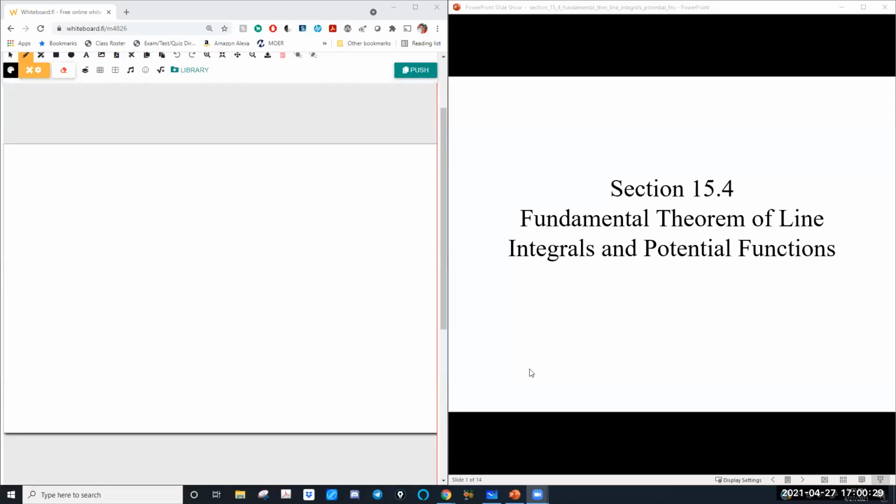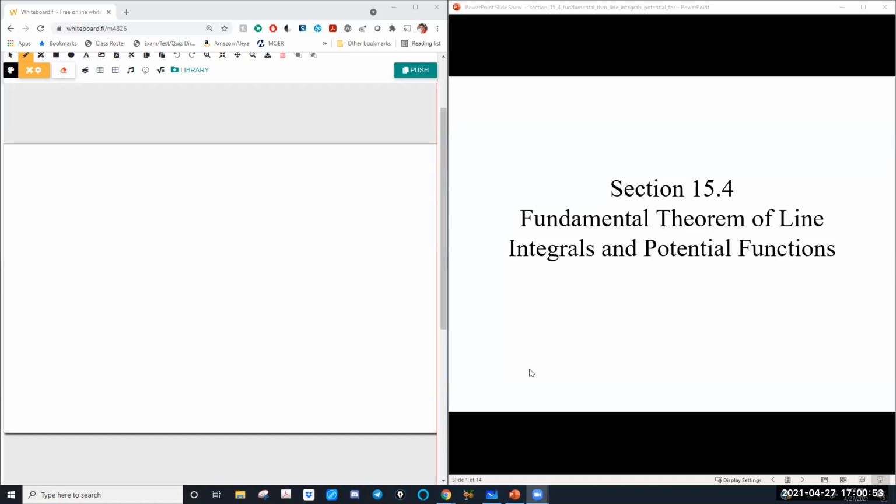But we are going to go ahead and get started. So let's talk about where we are. Last week we got introduced to vector fields and line integrals. And now we're looking at ways of calculating line integrals.